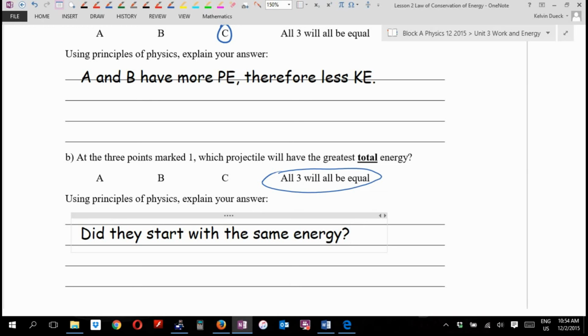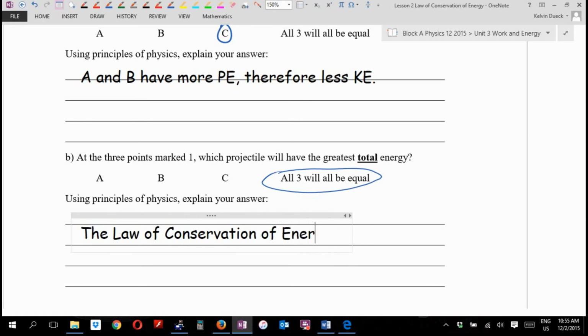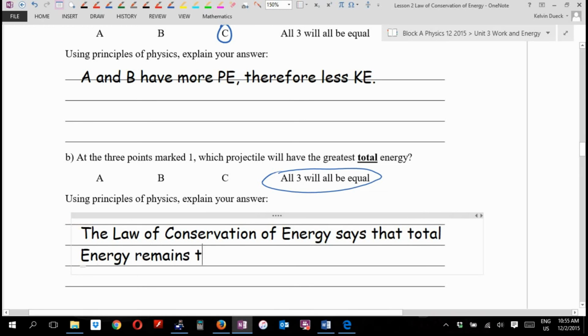everywhere on their path. As they get higher, their potential increases, so which type of energy gets smaller? Kinetic, they slow down. As they go down, their potential energy decreases, so which type of energy gets bigger? Kinetic, they speed up. So how are we going to write this? The law of conservation of energy says that total energy remains the same everywhere on the path. And because all three started with the same amount, they'll have the same amount everywhere.